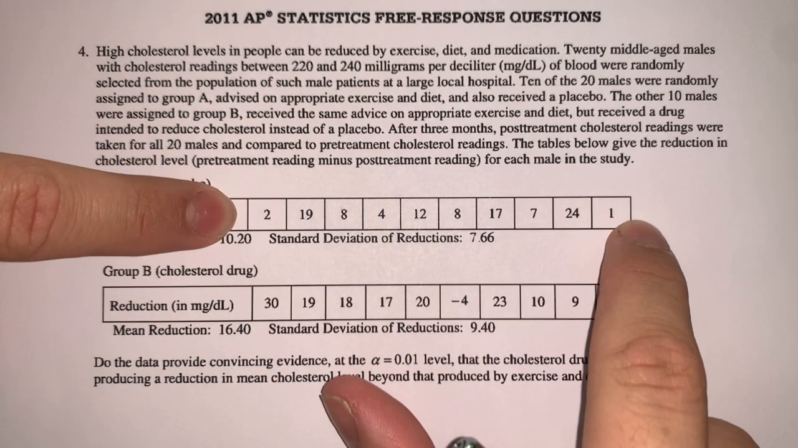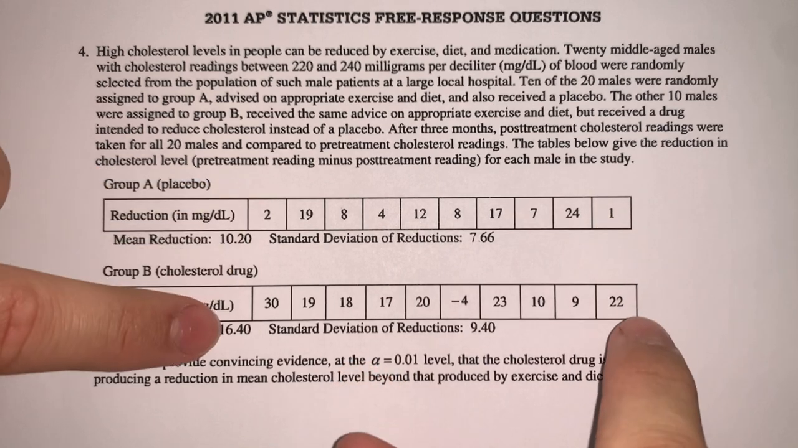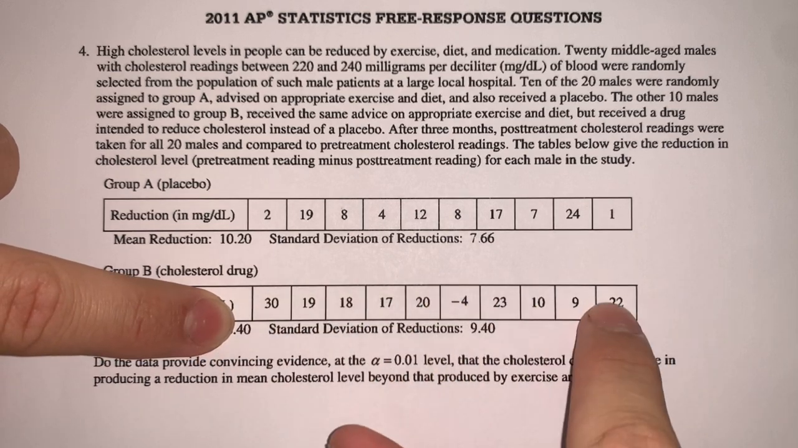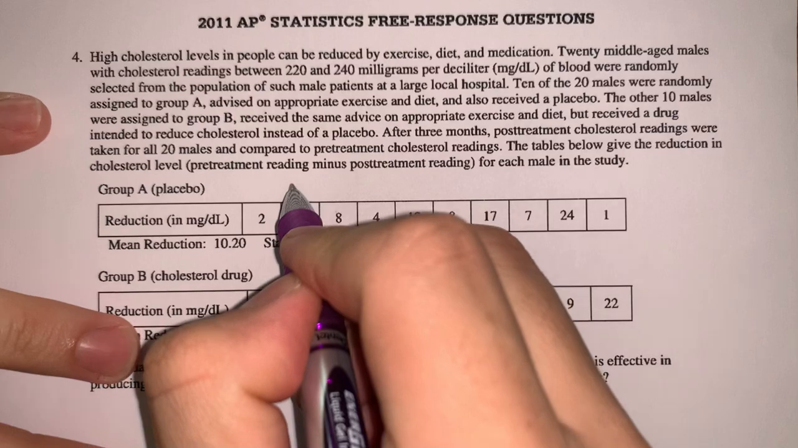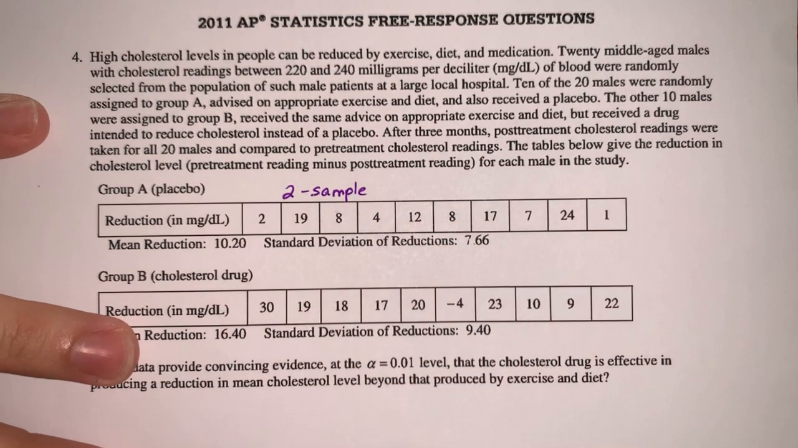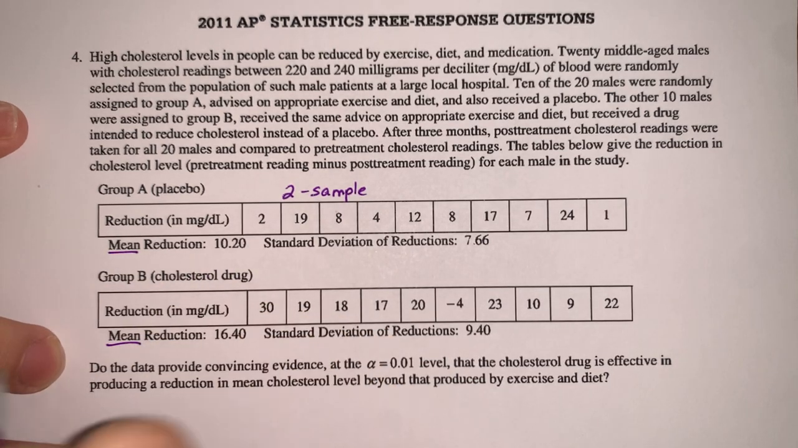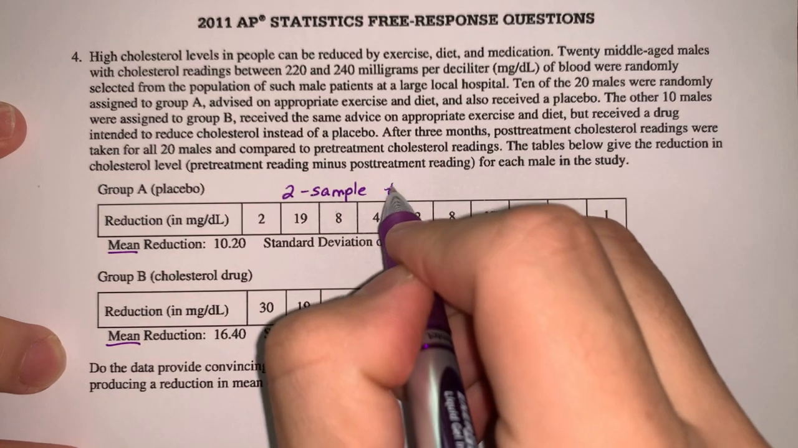We have an entire group of people where they take the average reading from all of them and then compare. And then an entire group of people here, got a bunch of readings for them and took the average of that group. This to me is very indicative that we're going to be doing a two-sample. It's two samples here. And since we're dealing with quantitative data, it's a two-sample t.